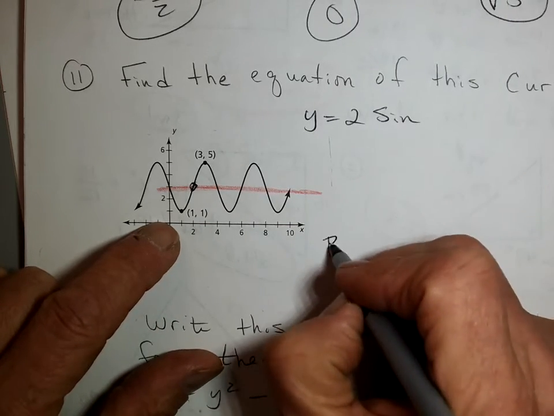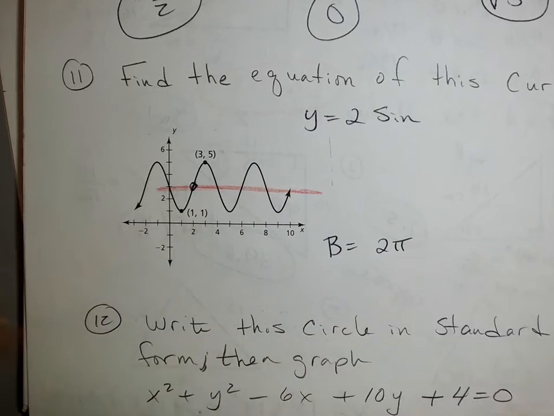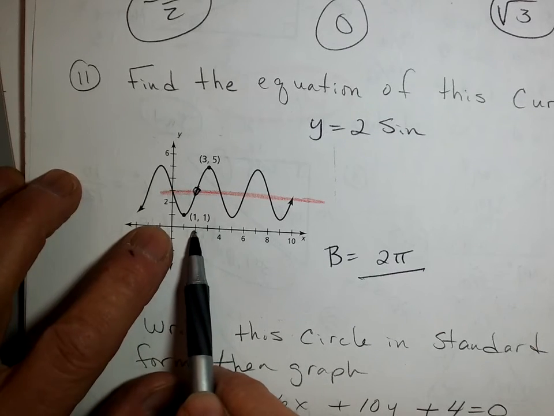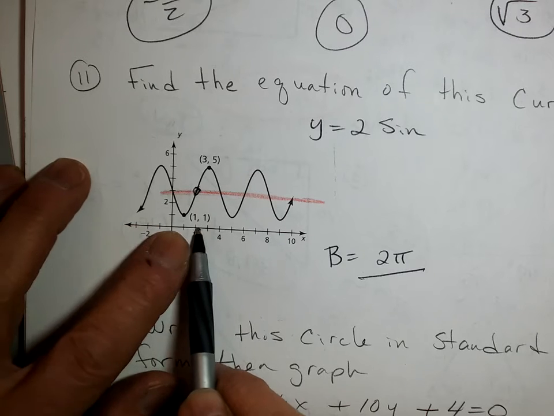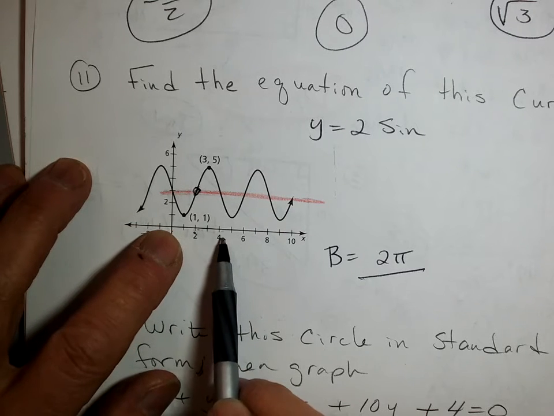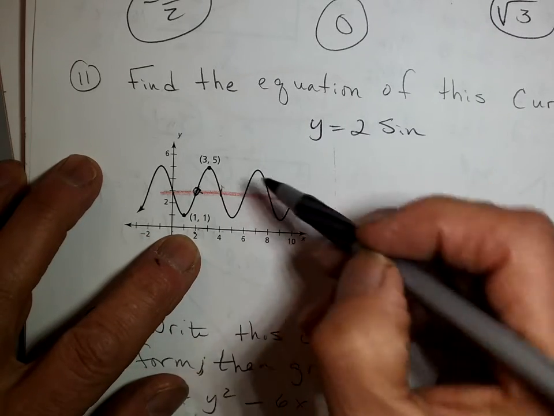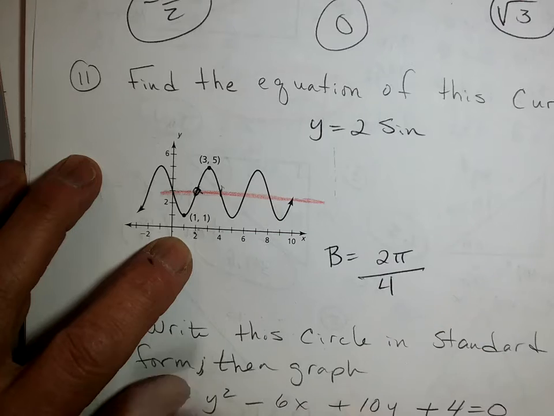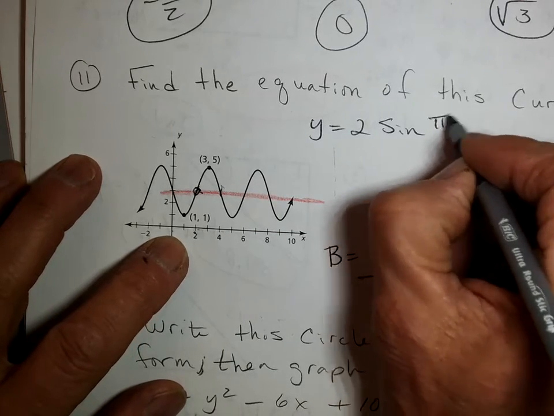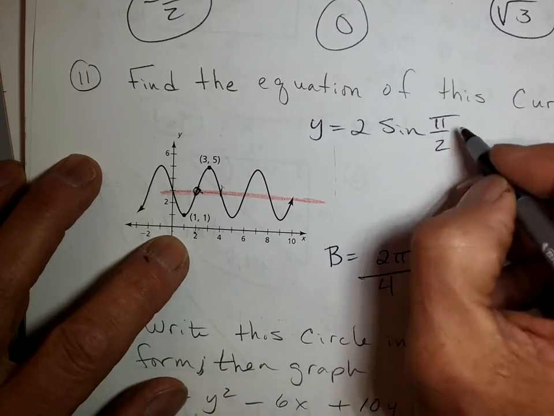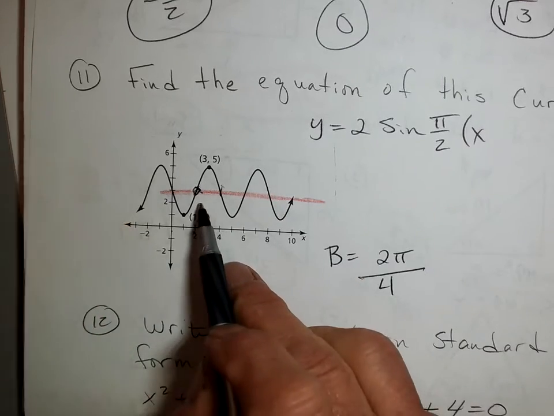Now b. B is called the frequency. And here's how you find b. B is 2 pi, always 2 pi, divided by the curve width. Well, the curve width is 4, so it's pi halves. So b is pi over 2, right? Parentheses x.